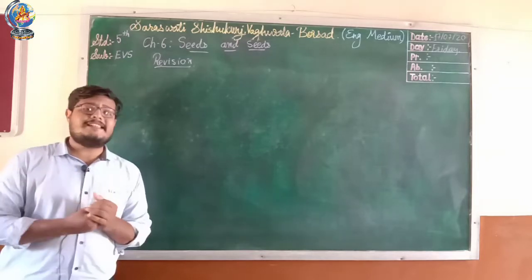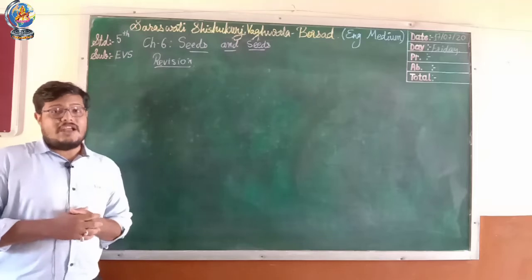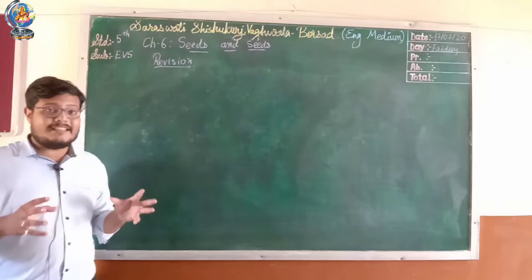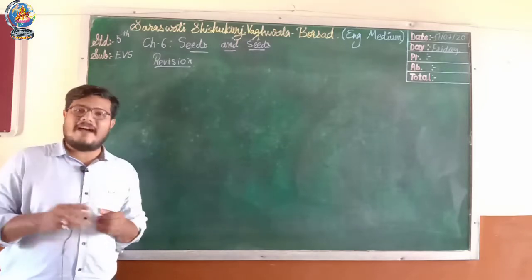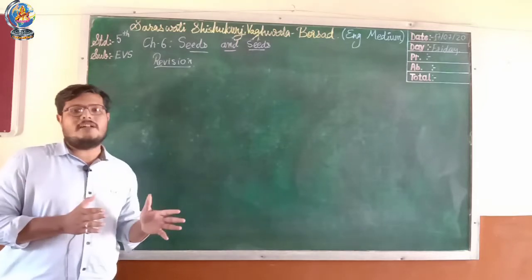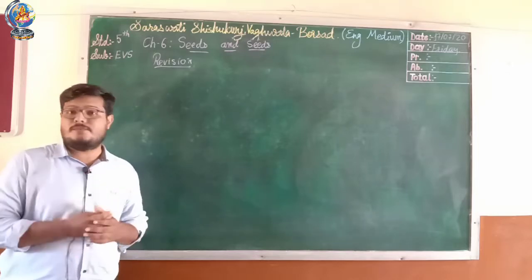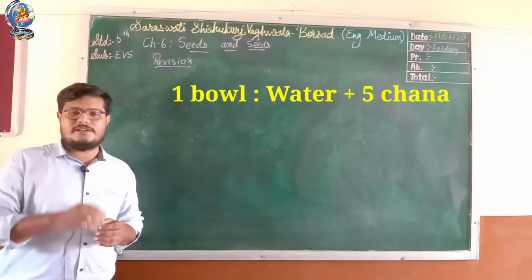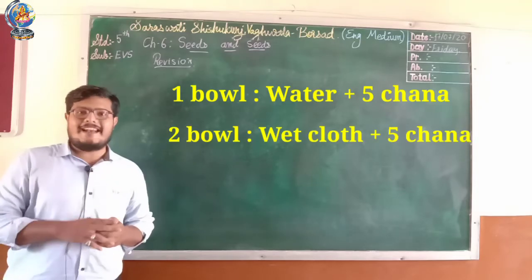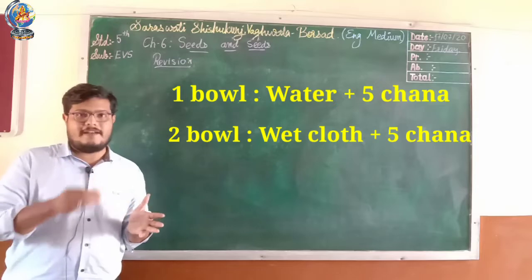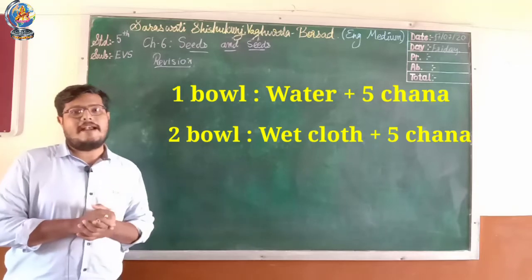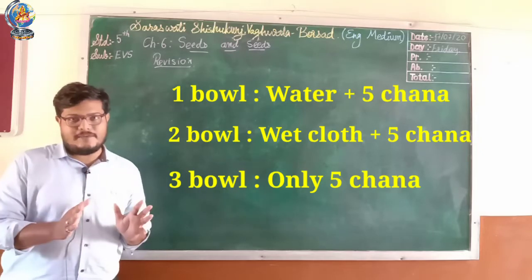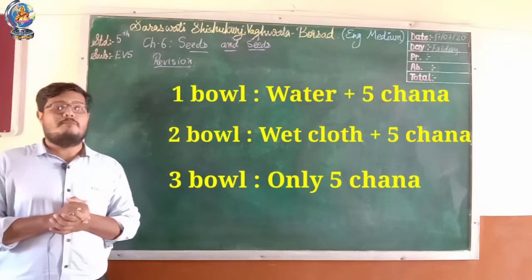Okay, after that we understood one activity in which we take 3 bowls, and in all 3 bowls we added 5 chanas, and for all 3 bowls there is a different condition. For the first bowl, what was the condition? We have to soak those 5 chana inside the water. In the first bowl there will be water. In the second bowl there will be a wet cloth, and we have to keep the chana inside that wet cloth. The third bowl was just empty. We just have to keep 5 chana in that bowl, right?